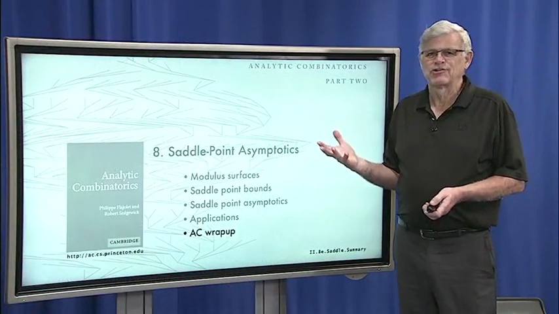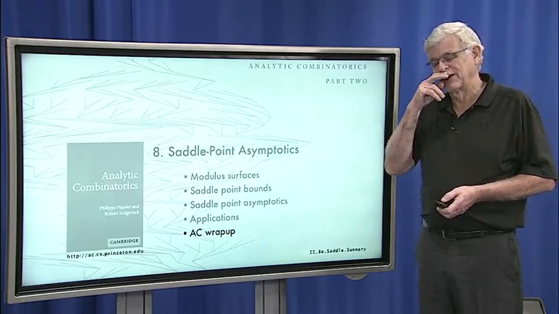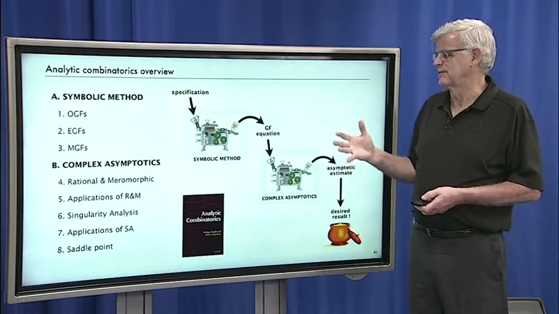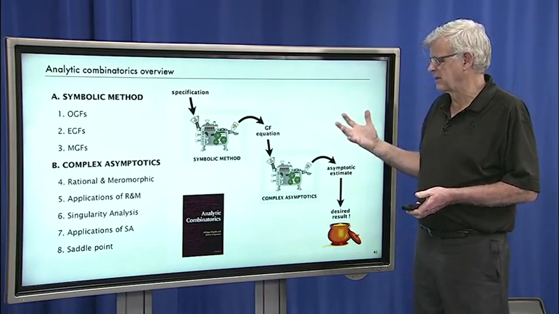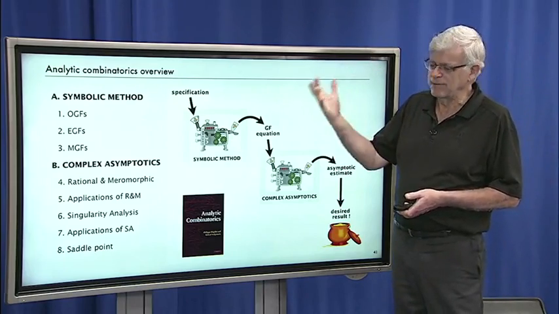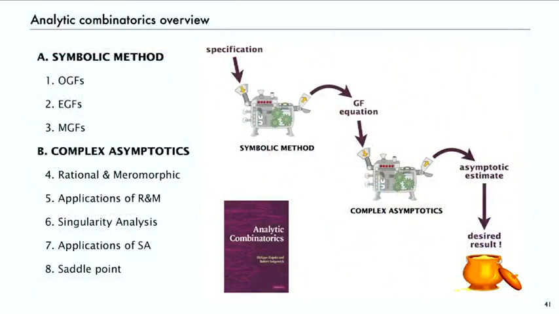This is the last lecture in the Analytic Combinatorics class, so it's appropriate to do a wrap-up and a survey of the things that we've done. I've used this slide at the beginning of every lecture to give the basic overview: what we're after is mechanisms whereby we can specify a combinatorial problem, and from that specification immediately and automatically derive a generating function equation, and then use complex asymptotics to get asymptotic estimates of coefficients, which give us the quantitative results that we're looking for.